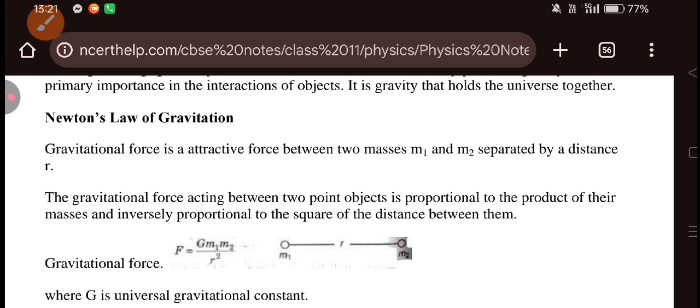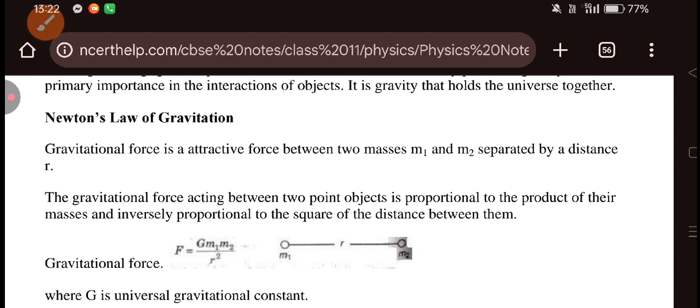So proportional means if the mass of the body is more, then the force will be more. Okay, forces will be more.